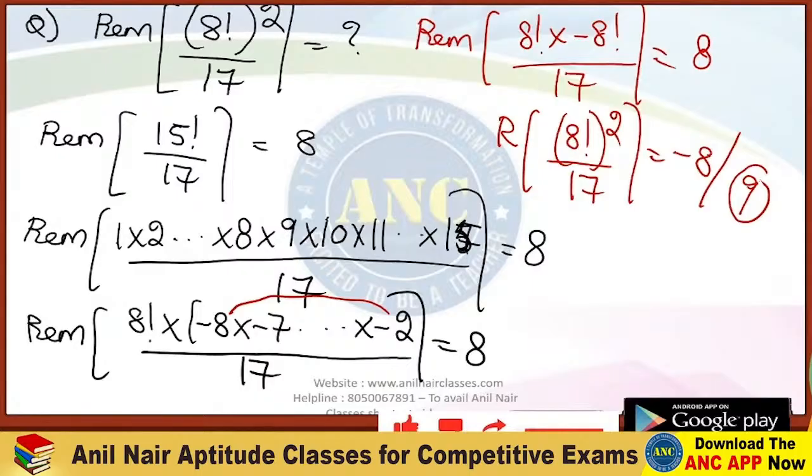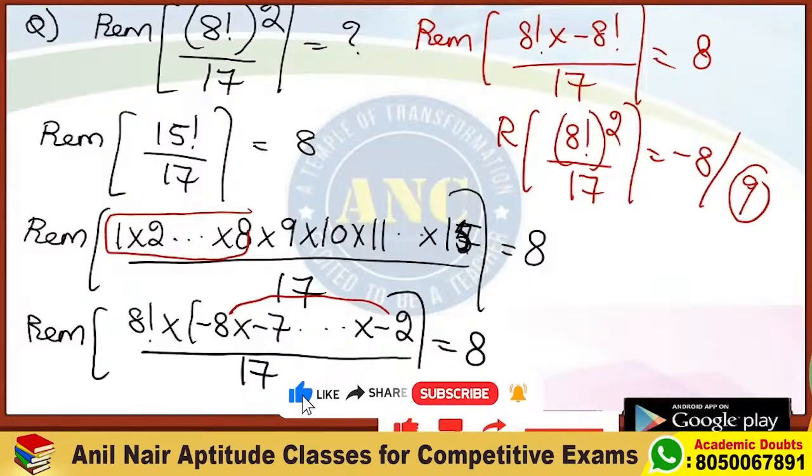15 factorial is 1 into 2 and so on up to 15. These are nothing but 8 factorial, then 9 by 17 is minus 8, minus 7 and so on up to minus 2. Another 8 factorial is coming. From 2 to 8, a total of 7 negatives are there. So minus 8 factorial we got it.